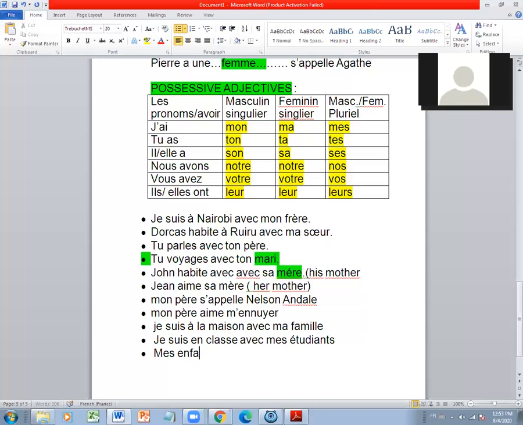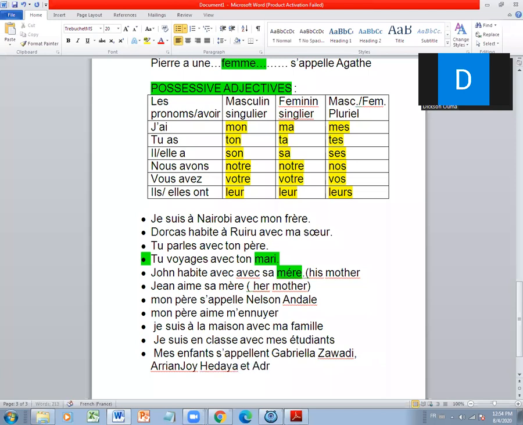Mes enfants s'appellent Gabriela Zawadi, Ariana Joy Hedaya, Adrian Medad, Ouma Jr. You see? So that is someone talking about the family. Mes enfants, my children.